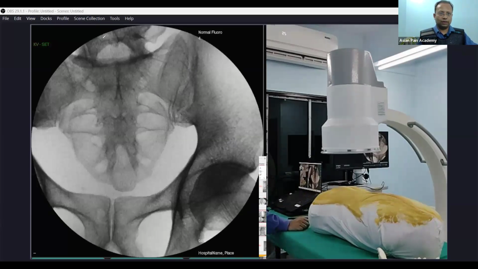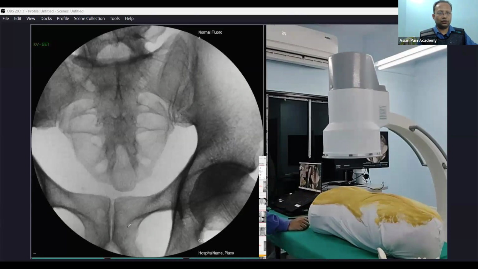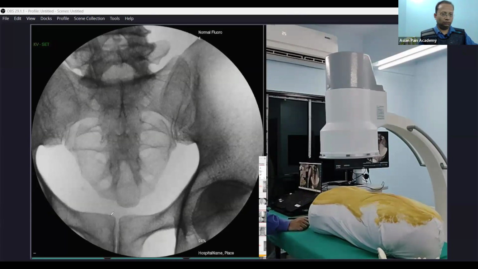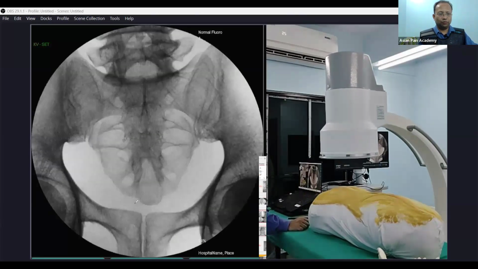Okay, so I think you don't have any question on this part. So we'll go with the SI joint injection. Okay, so before you go for SI joint injection, we must understand a few things.